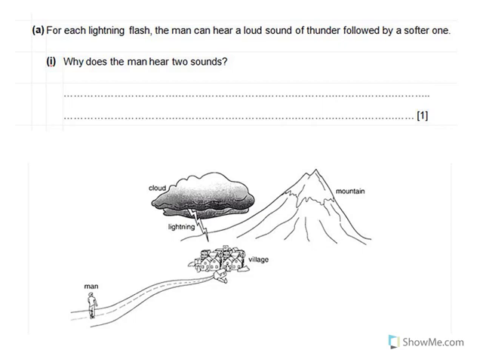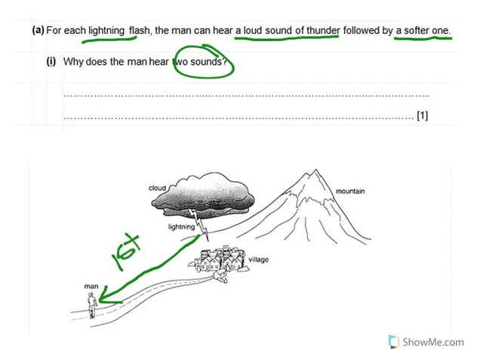So the first question: for each lightning flash, every time there's a lightning flash, the man can hear a loud sound of thunder followed by a softer one. So there will always be two sounds. Why are there two sounds? One sound very clearly has to be from the thunderstorm directly to the man. This will be the first sound. Where will the second sound come from?